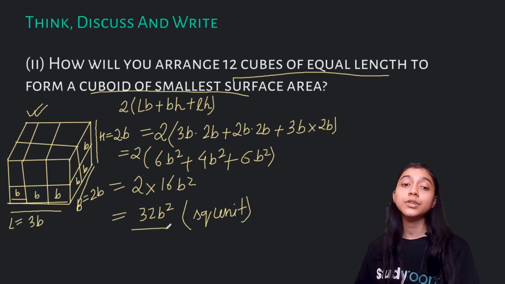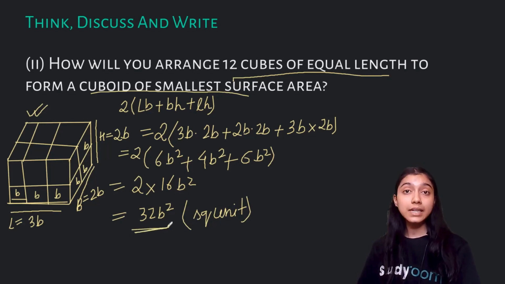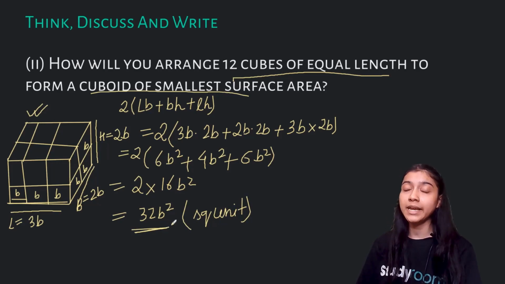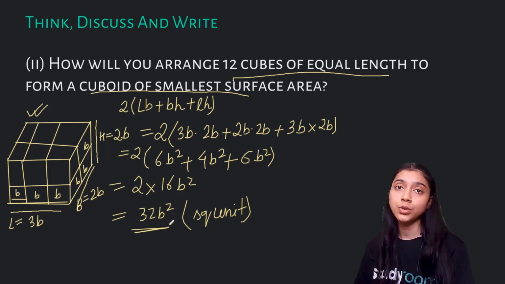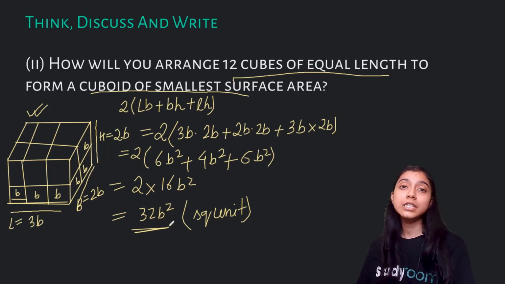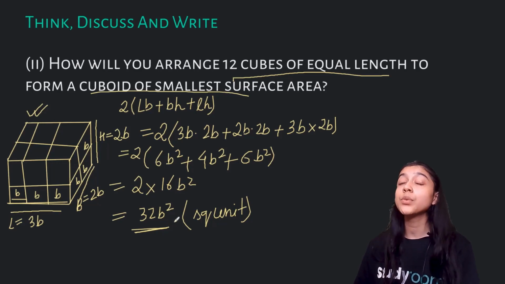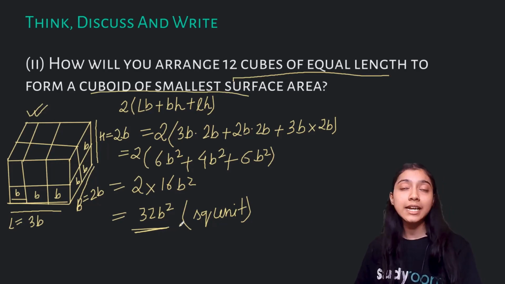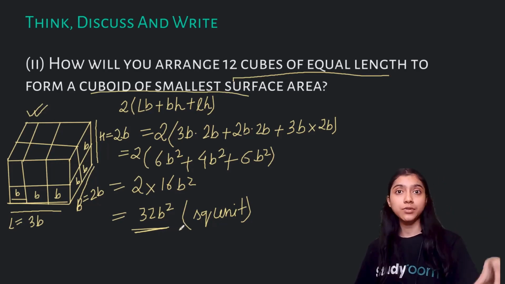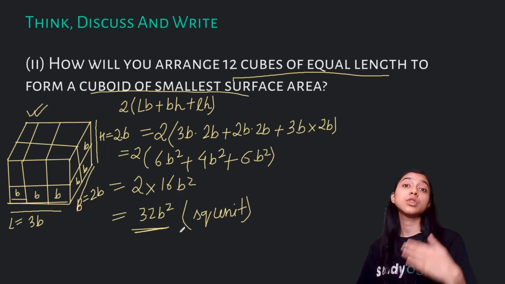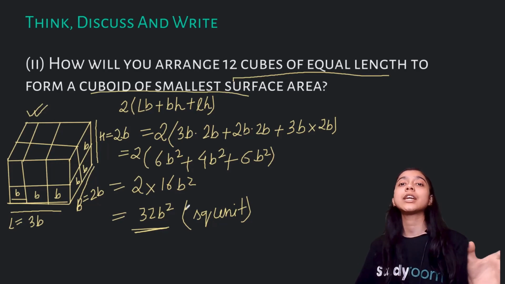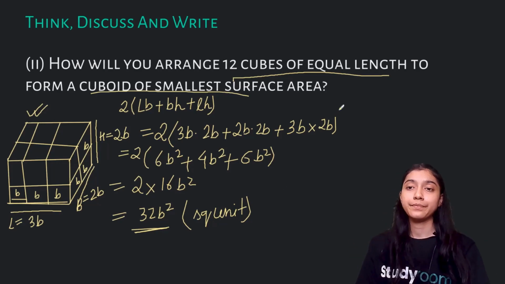Area is always in square units. So from here we can conclude that 32b square is the least area that this setup of 12 cubes can occupy when it is formed into a cuboid. So the least surface area of the resulting cuboid, which is made out of 12 cubes, is 32b square, and the setup should be made in such a way that we have 3 adjacent cubes and then 3 more adjacent cubes on top of that, and then aligning a similar setup with the previous one.